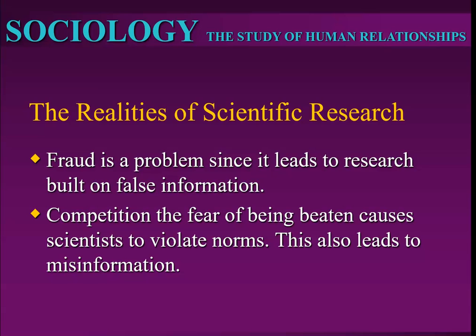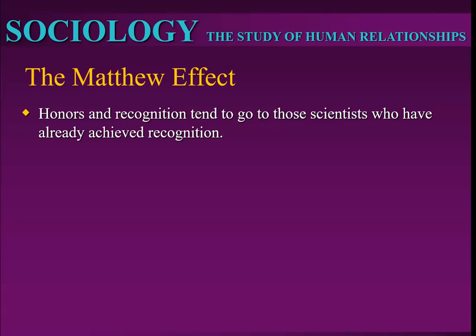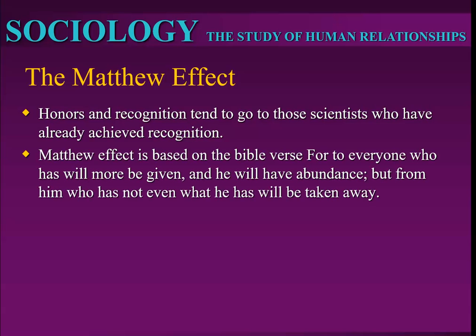Competition is the fear of being beaten, which causes scientists to violate norms. This also leads to misinformation. Then we have the Matthew effect. The Matthew effect is when honors and recognition tend to go to those scientists who have already achieved recognition. This comes from a Bible verse that states that for to everyone who has will more be given, and he will have abundance. But from him who has not, even what he has will be taken away.